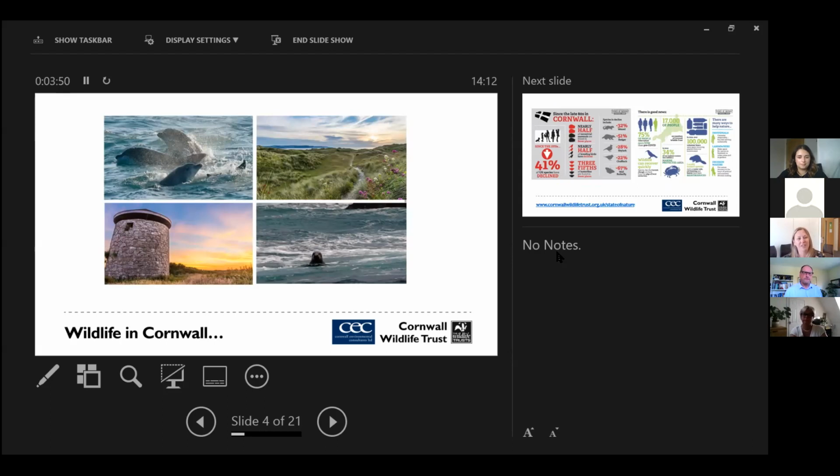On this slide, you can see top left, you can see the resident pod of bottlenose dolphins that Cornwall has. They swim north-south coast and they live in Cornwall all year round, which is awesome. And you can see that we have globally rare species on our doorsteps as well. We can go out and we can almost guarantee that we'll see grey seals bottom right, which is amazing, absolutely brilliant.